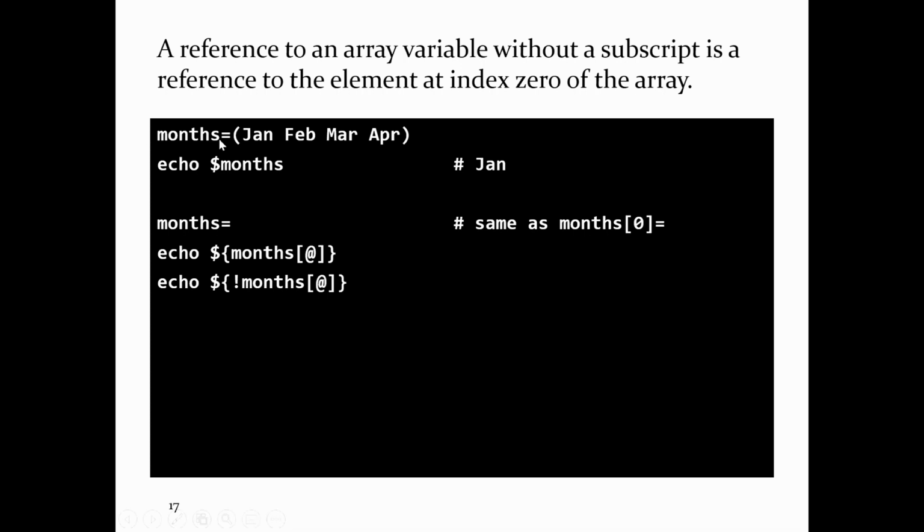So here, months is your array: January, February, March, April. If you just echo out months, bash thinks you want the element at index 0 of months, so you get January. If you just write months equals nothing, that's the same thing as writing months square bracket 0 equals nothing. So let's see what happens when we do that.